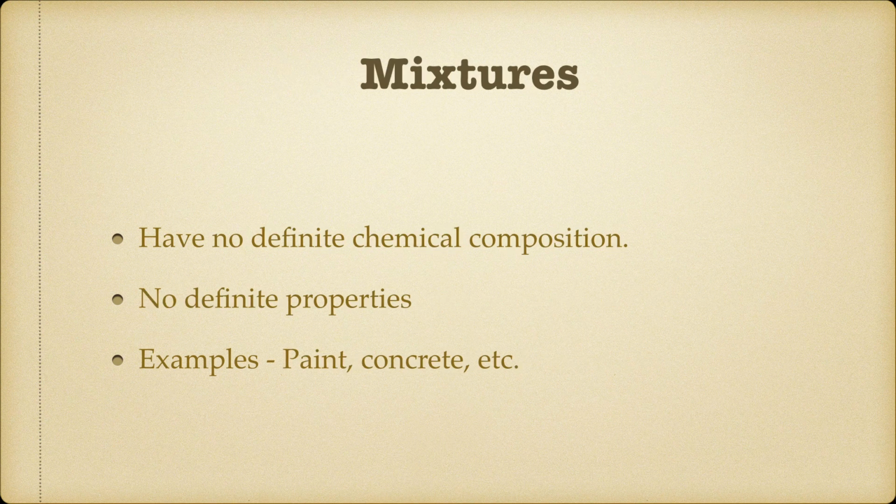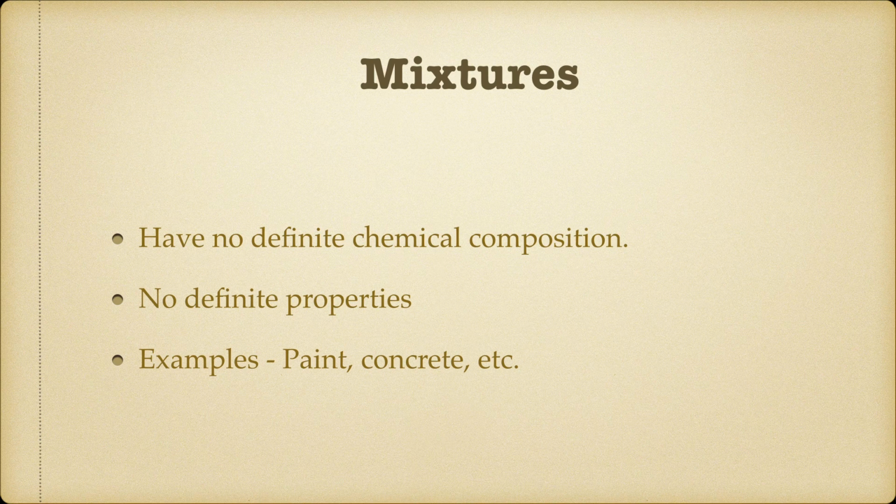Okay, next we'll talk about mixtures. They have no definite chemical composition and no definite properties. Some examples are paint, concrete, etc. Now what is paint? Paint is nothing but the mixture of oils, pigments and additives. So it is a mixture. Concrete again is a mixture of what? Sand, cement and water.